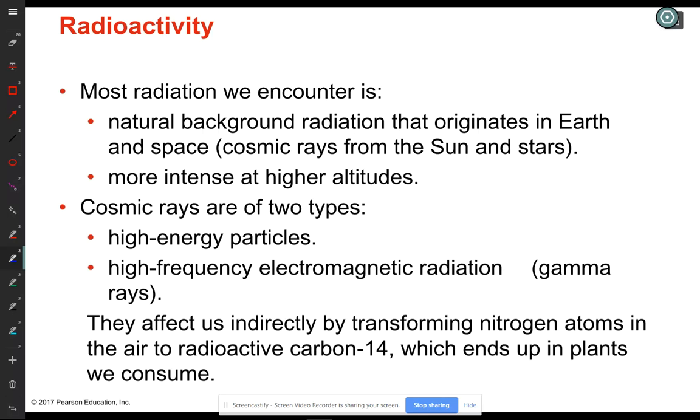Most of the radiation we encounter is very natural. For instance, there is radiation going through your body right now. There is radiation coming from the sun, coming from stars. From the sun, it would be solar radiation. From the stars, it's cosmic radiation. Here I just combined both and called it cosmic rays. Very high energy particles flying through you.